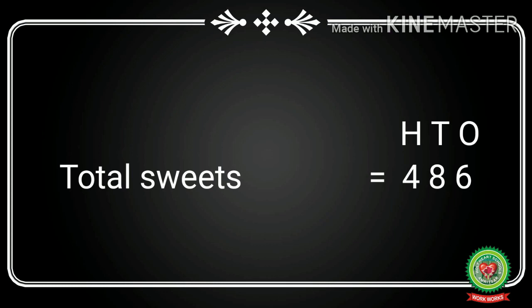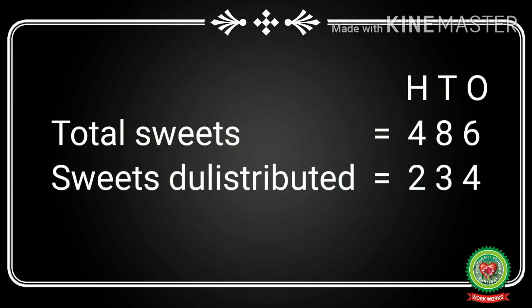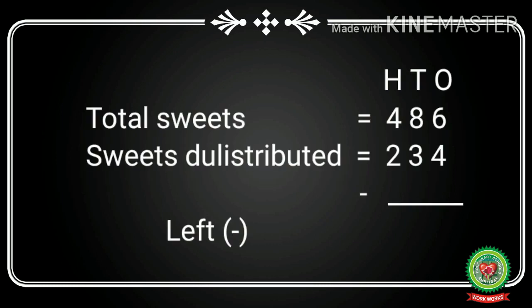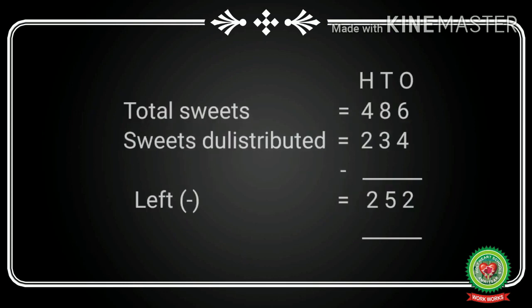486 sweets. Now we will see what the second information is: Meena distributed sweets among friends. How many sweets are distributed? We will write sweets distributed is equal to 234. And we know that we are going to solve the sum in which the last information is how many sweets are left with Meena. Now left means minus, and we will do subtraction.